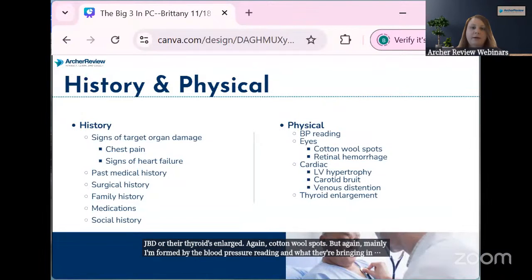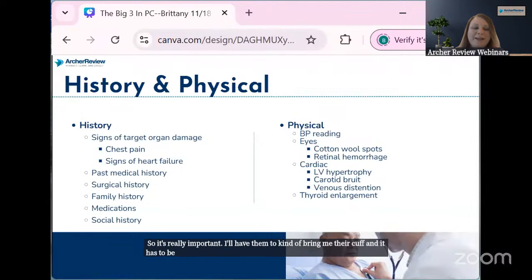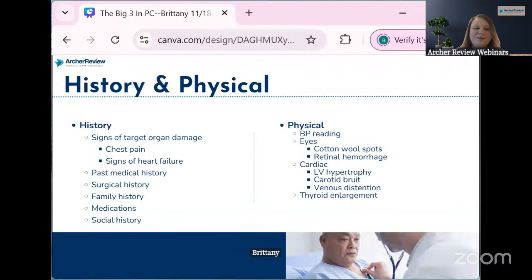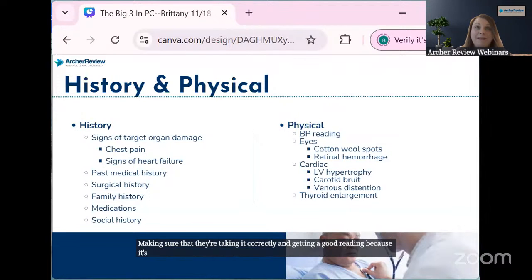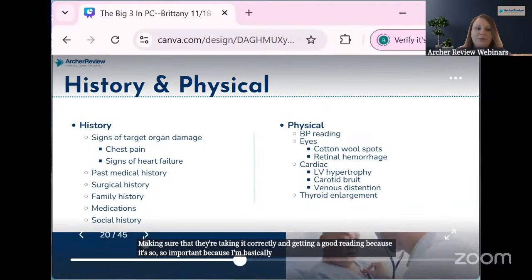So it's really important. I'll have them bring me their cuff, and it has to be a Brittany-approved cuff before I'll turn them loose with their log, is my ideal. I'm making sure that they're taking it correctly and getting a good reading, because it's so important. I'm basically titrating their meds based upon what they're bringing me from home.